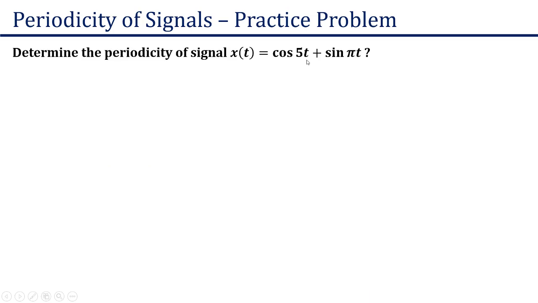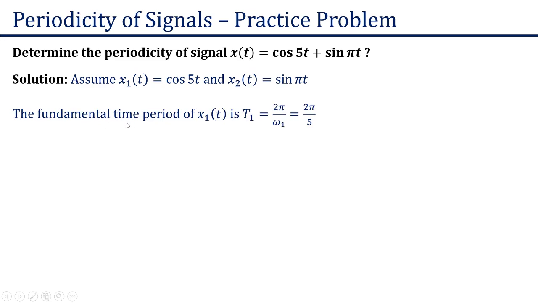Now let us consider the fourth numerical problem that appeared in the previous examinations of signals and systems. In this, we need to determine the periodicity of the signal x(t), which is equal to cos(5t) sin(πt). Now let us assume x1(t) is the first component of the signal x(t), which is equal to cos(5t), and x2(t) is the second component of the signal, which is equal to sin(πt).